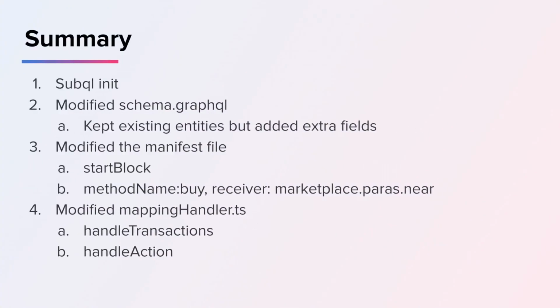So there you have it. Just a quick summary of how to create a project like this. We ran SubQuery init. We then modified the schema.graphql file, keeping the existing entities, but we added some extra fields that you saw. We then modified the start block and also the method name as well, where we had the buy method and the receiver was marketplace.paris.near. We then modified the two mapping handlers, the handle transaction and the handle action, deleting the handle block. So there you have it, a very simple example of how you can index NFTs on the Paris marketplace.